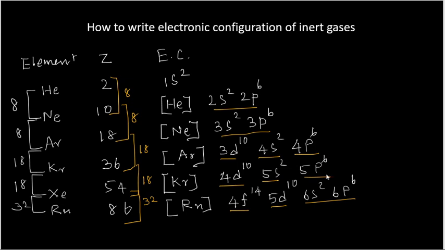So in all these cases, they end with a p orbital, and that is why they belong to p block elements. And not only that, all of them have the octet configuration. So that is why they are inert gases, non-reactive gases or rare gases. So they are completely filled with 8 electrons in the outermost shell.